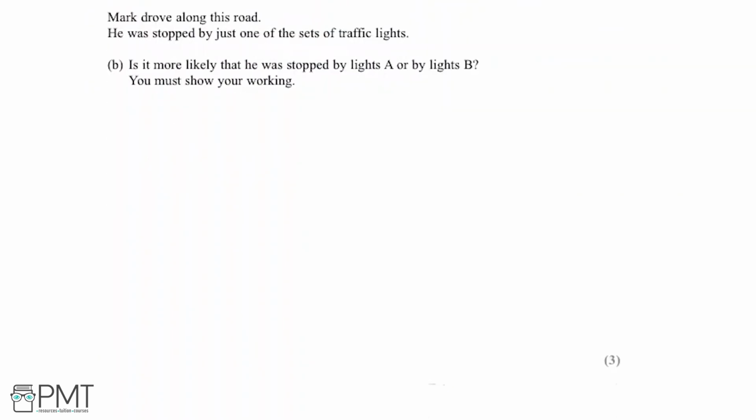Mark drove along this road. He was stopped by just one of the sets of traffic lights. Is it more likely that he was stopped by lights A or lights B? You must show your working. So the key here is he was stopped by just one set of traffic lights. So we're going to look at the diagram to see what the possibilities are.